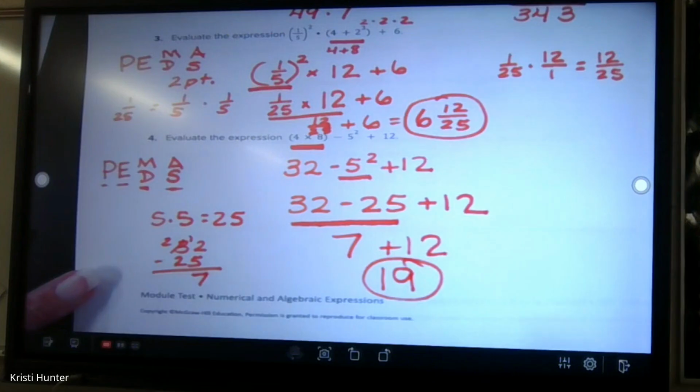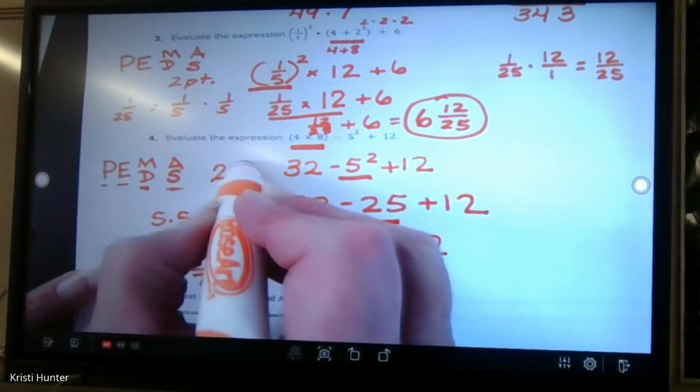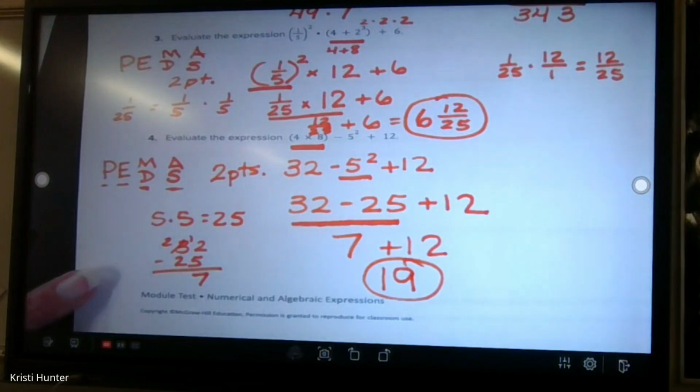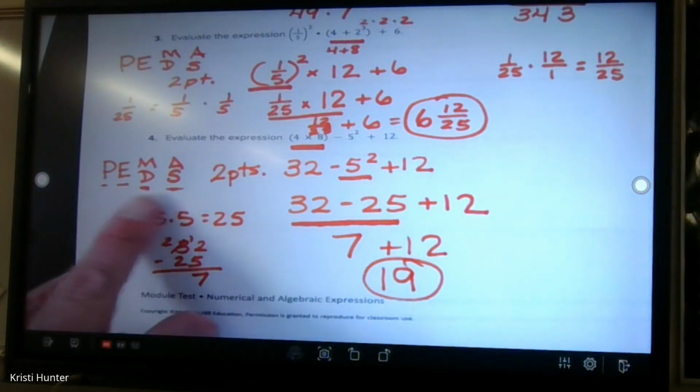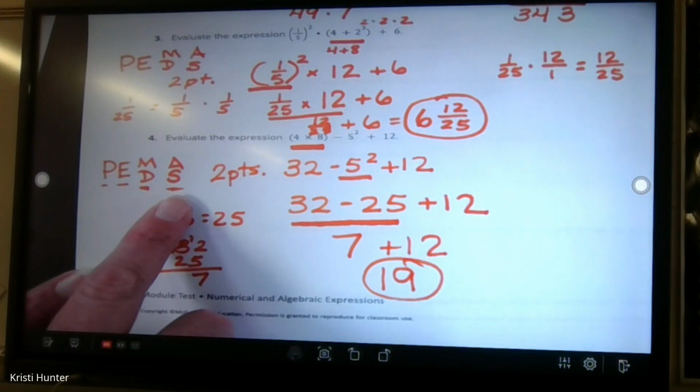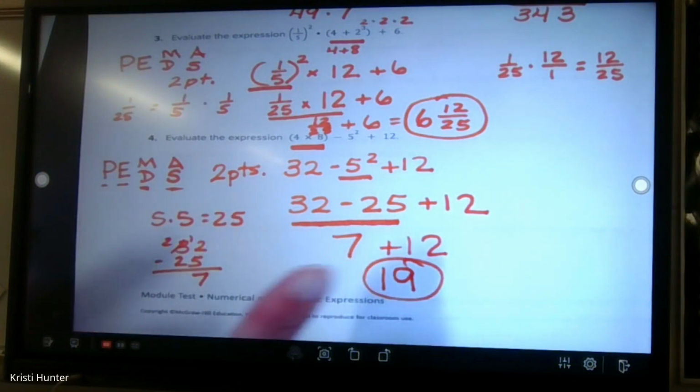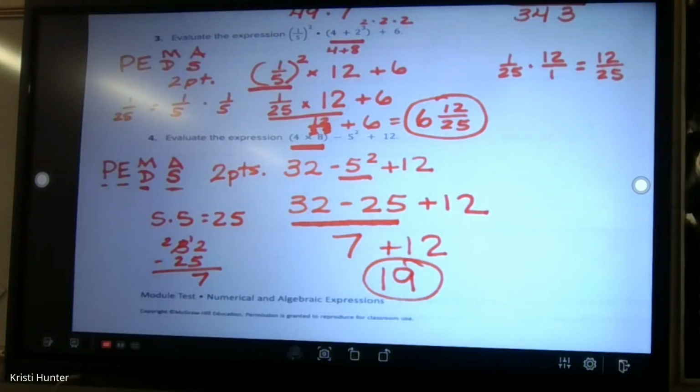So again, this is going to be 2 points. Point 1, you follow your order of operations. Point 2, you do all your math correctly and get yourself to the correct answer.